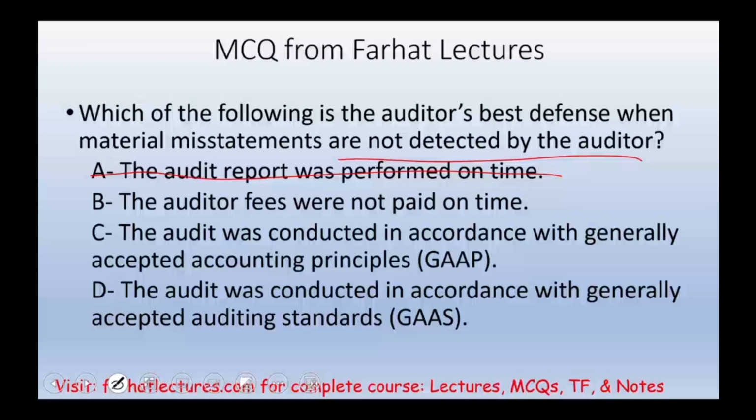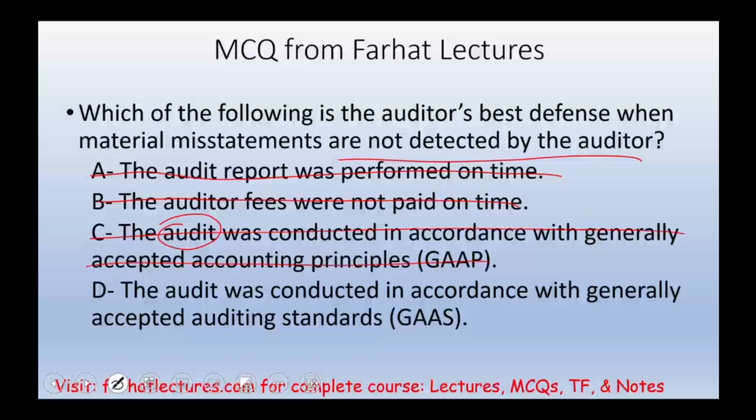B: the auditor fees were not paid on time. Well, they did not pay us the fee on time, therefore we did not do a good job. You can't say that. You're supposed to do your job. You're a professional. B is out. C: the audit was conducted in accordance with generally accepted accounting principles. Well, not really. Generally accepted accounting principles are accounting standards that we need to follow in preparing financial statements. So that's not the answer. By process of elimination, D is the answer.